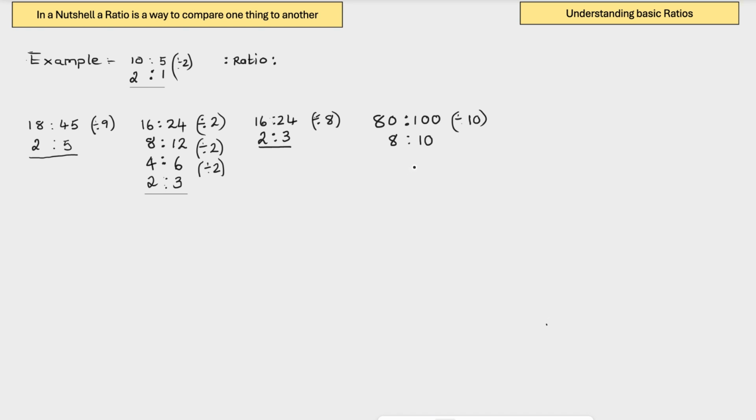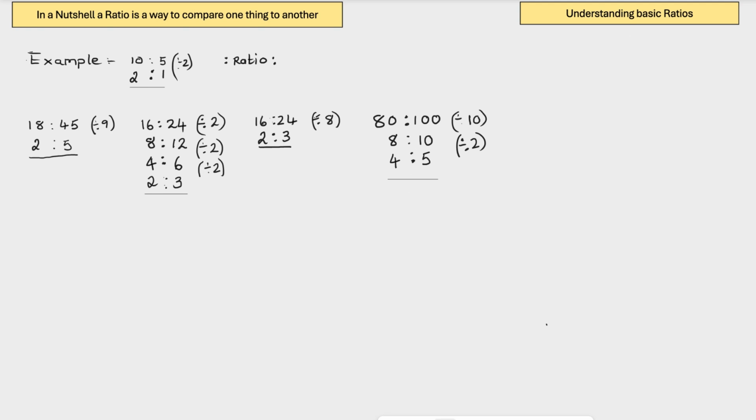We can still simplify. What can we go? Well, it'd be 2, wouldn't it? 2's into 8 is 4. 2's into 10 are 5. So the ratio answer is fully simplified: 4 to the ratio of 5.